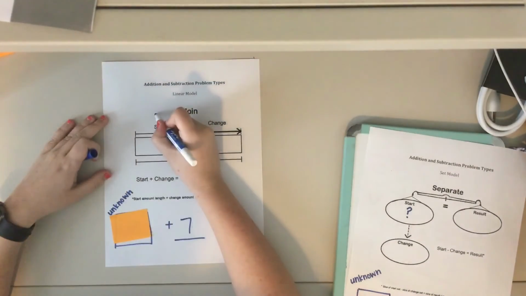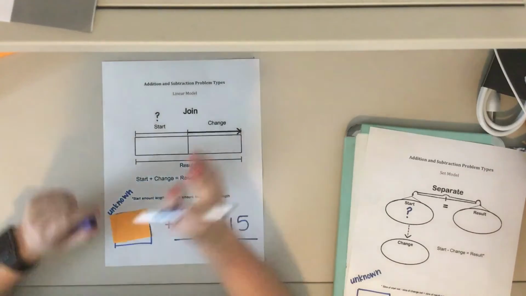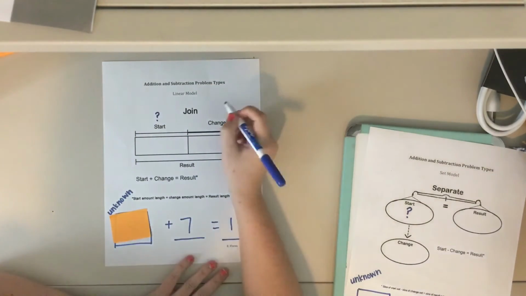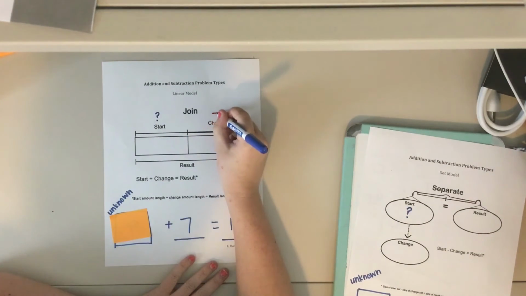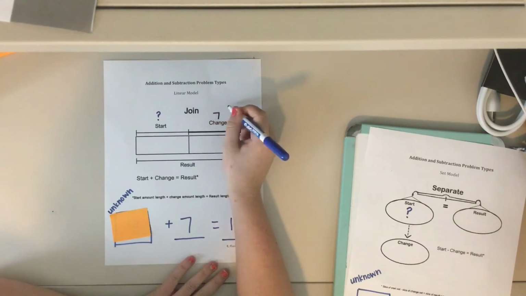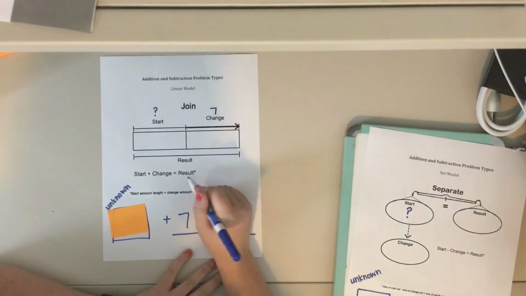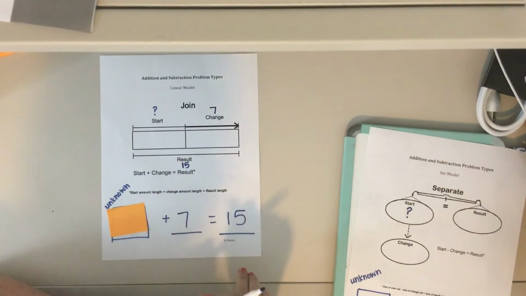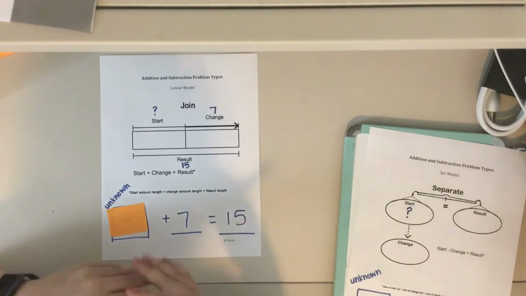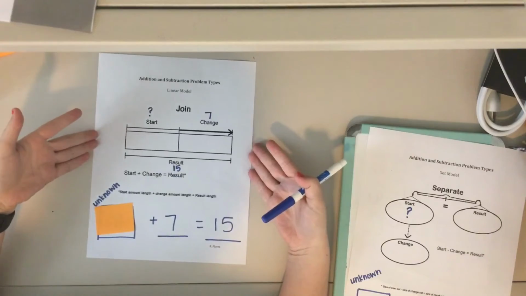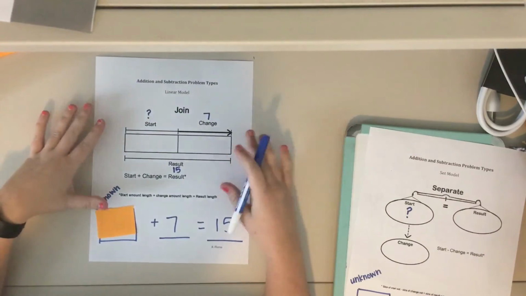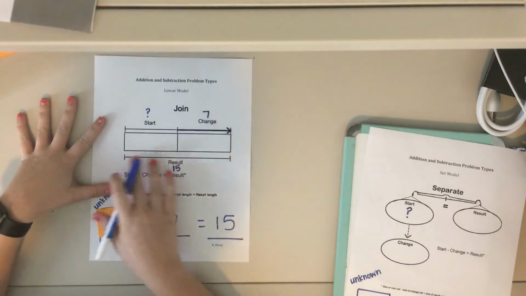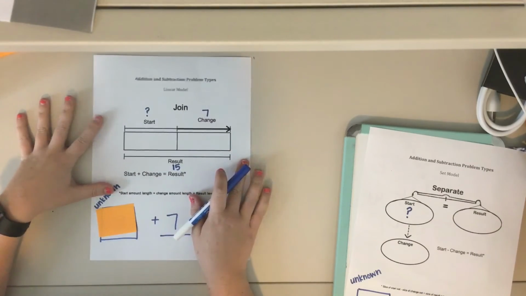So we don't know our start because we don't know how many some is. We know our change will be 7 because she got 7 more marbles for her birthday. And our result is 15 because she had 15 total marbles after her birthday. This is a join problem because quantities are physically brought together. We're going to use a strip diagram to help us solve this problem. And with the linear model, numbers are represented as lengths on a number line.